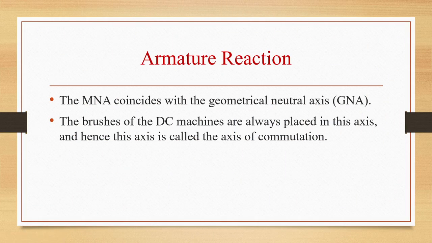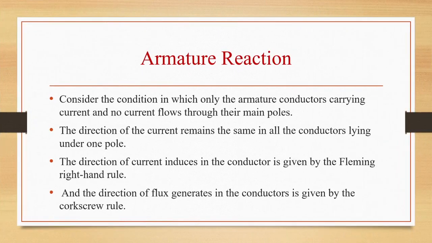MNA coincides with the geometric neutral axis. Brushes of DC machines are always placed in this axis, and hence this axis is called the axis of commutation. So let us consider the condition in which only the armature conductors carry current and no current flows through the main poles. So the direction of current will remain the same in all the conductors lying under one pole.